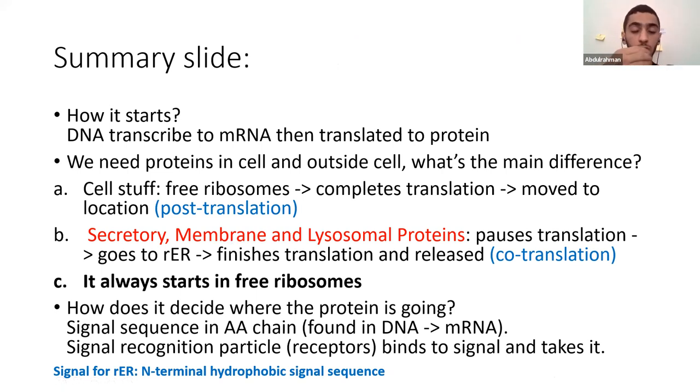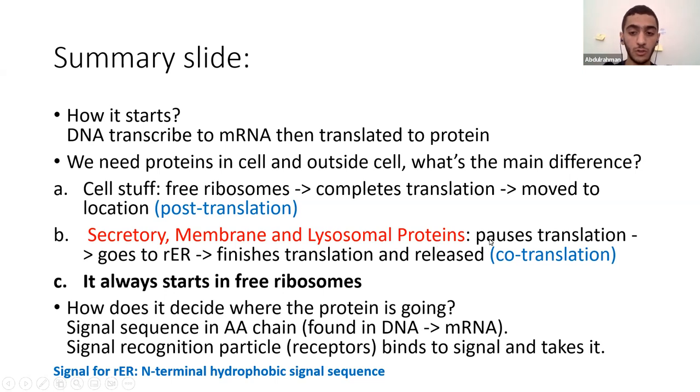We start the process of translating the protein in the ribosomes. Once we translate it, since we start from the N-terminal, the first thing that will come out will be the signal, which is basically the hydrophobic amino acids. This signal will be recognized, and once it's recognized, it can go over to the rough endoplasmic reticulum to finish the process of translation. And then it's going to be released.